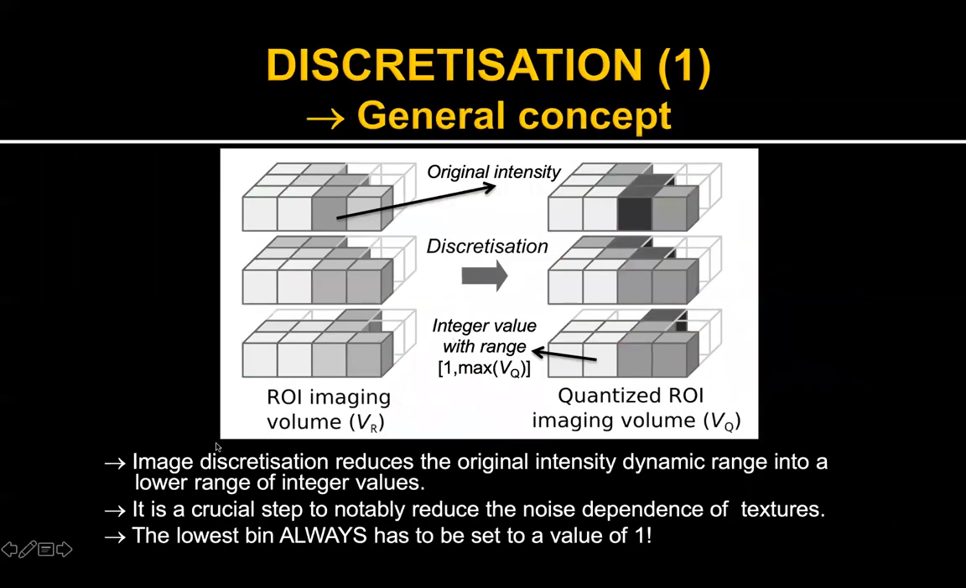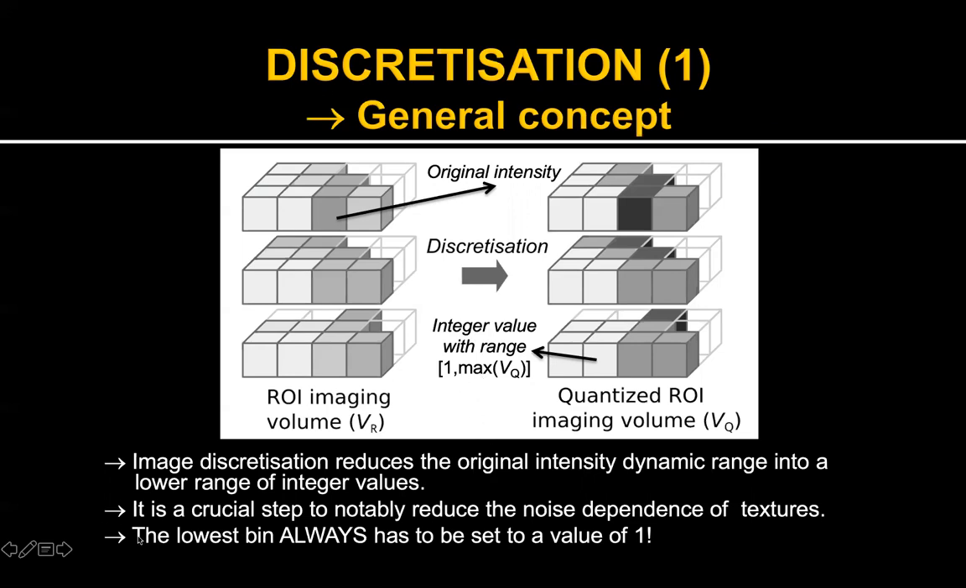Another very important step. Image discretization basically reduces the original intensity dynamic range to a lower range of integer values. For example, for Hounsfield units going from -500 to 400 Hounsfield units, you may want to decide that you want to reduce this dynamic intensity range into something lower. Maybe you want to have in the end in your ROI only 64 intensity values. It's a crucial step because it reduces the noise dependence of the calculated texture features. So it's a really important step.